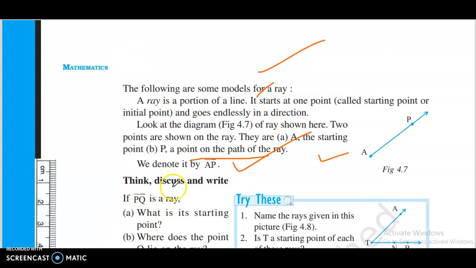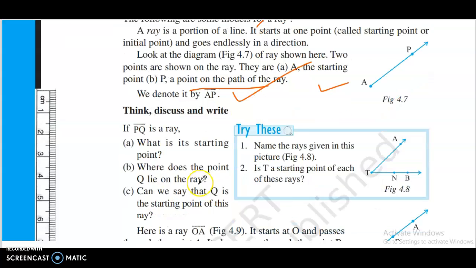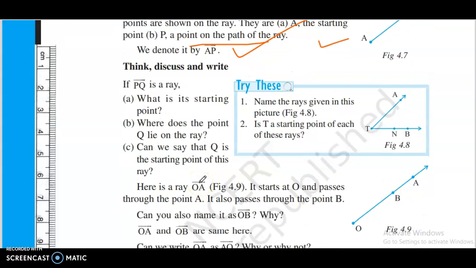Think, discuss and write. PQ bar is a ray. What is its starting point? When the point Q lies on the ray, can we say that Q is the starting point of this ray?